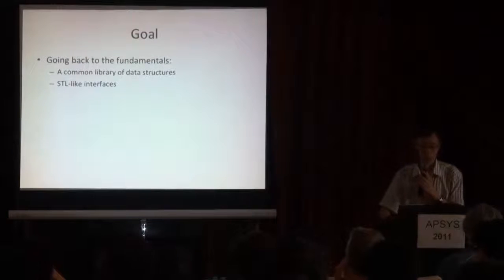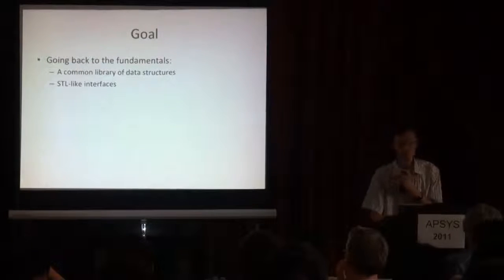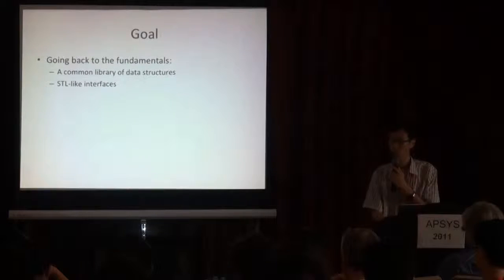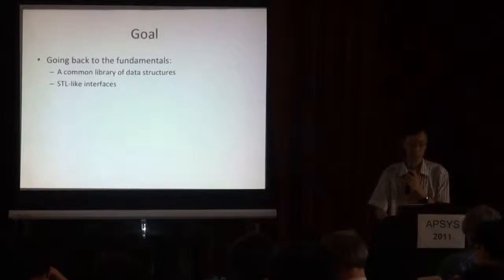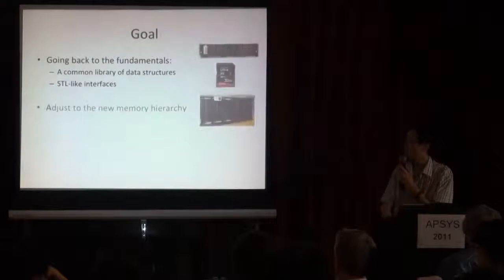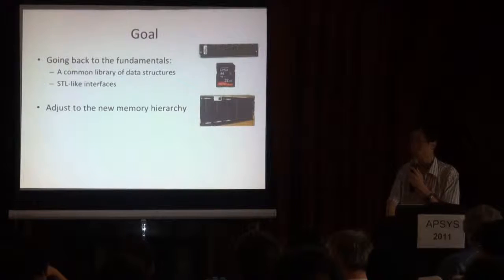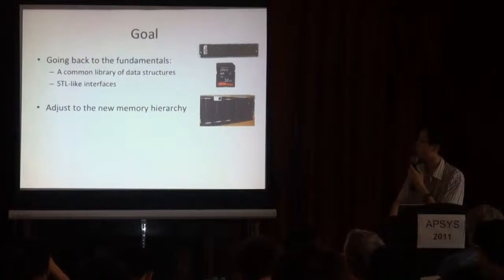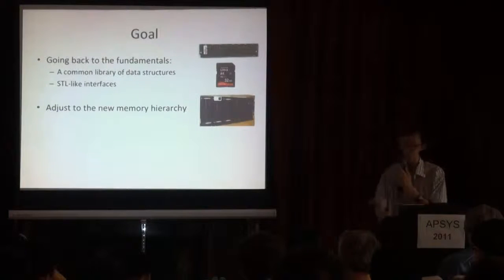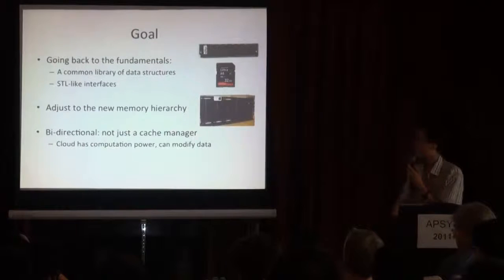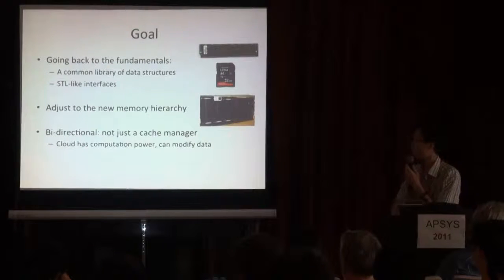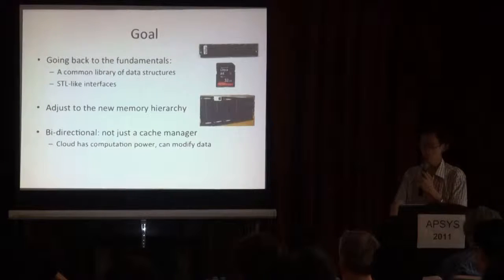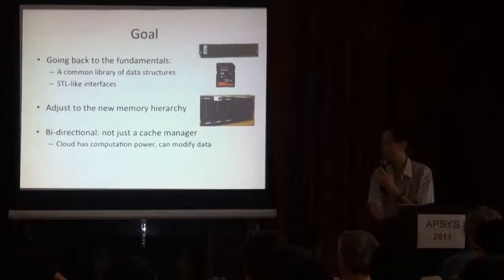Okay, let's move on to the goal. First, we want to preserve familiar interfaces. So we view Slim as a common library of data structure, and currently we expose STL-like interfaces. Then, since Slim targets mobile plus cloud storage system, we need to adapt to the new memory hierarchy where there is main memory, flash, and the cloud. Third, since cloud should not be treated as a giant storage backbone, we also want to shift the part of the computation to the cloud.